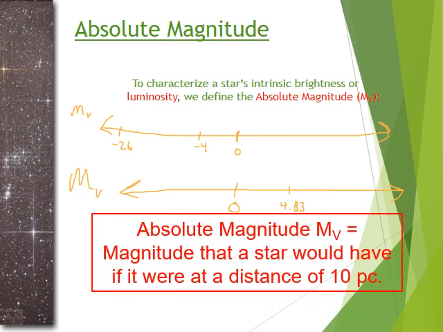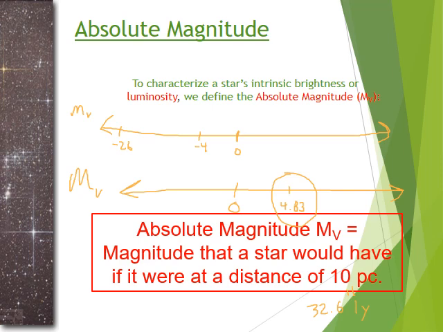It's because absolute magnitude is defined as how bright a star would appear to be if we were able to move it to a distance of 10 parsecs. Remember that a parsec is 3.26 light years, so 10 parsecs is equivalent to 32.6 light years. So if we could take our sun, and instead of having it be 8.3 light minutes away, move it off into space 32.6 light years away and looked at it again from Earth, it would only appear to have a brightness of 4.83.